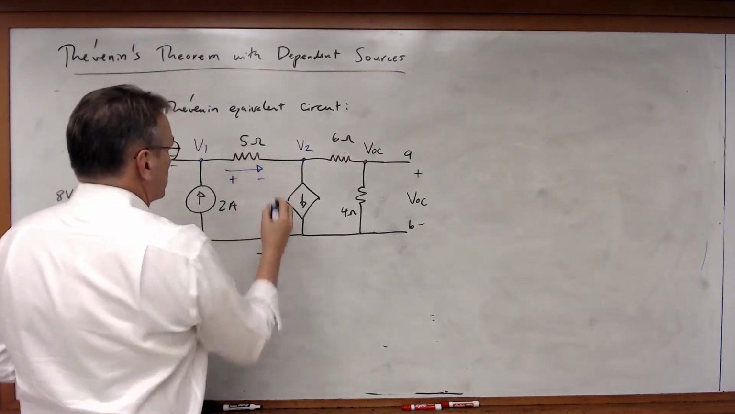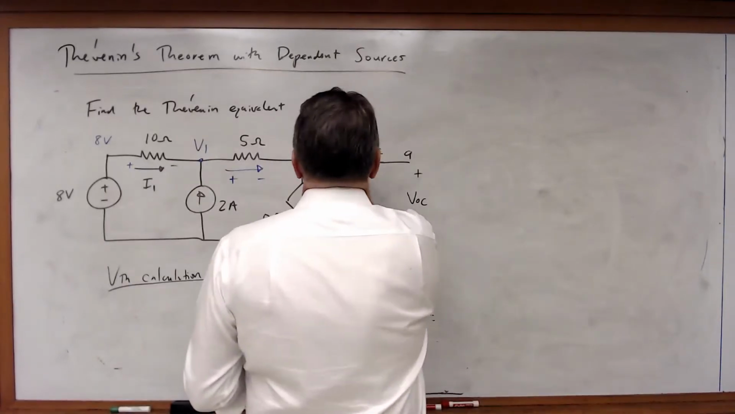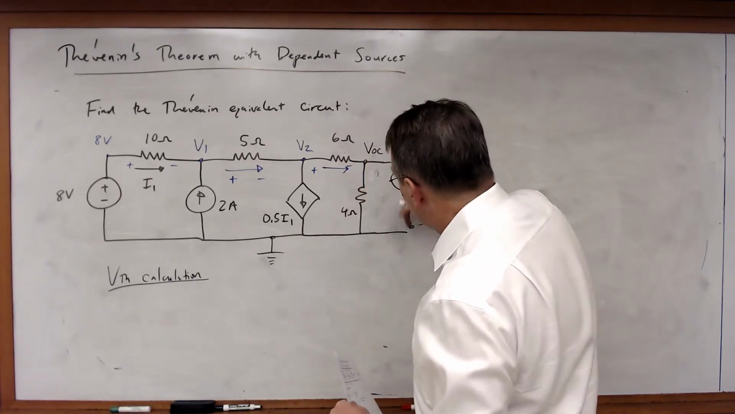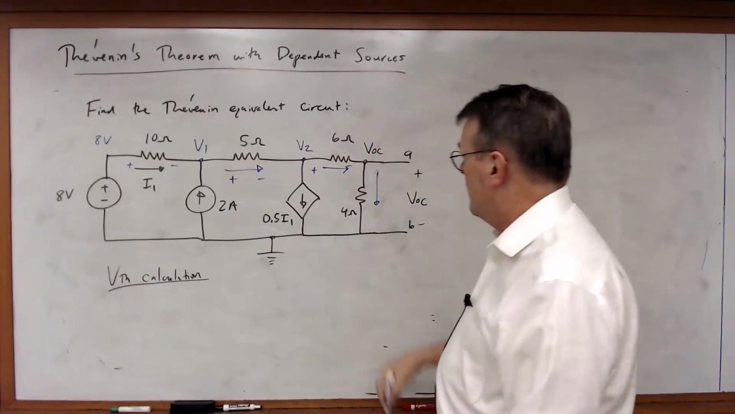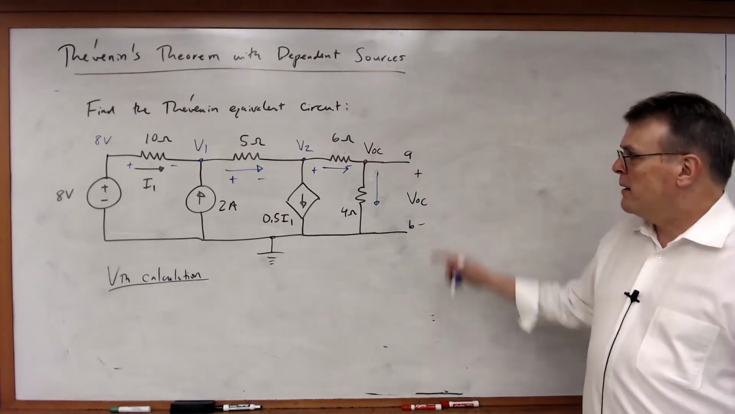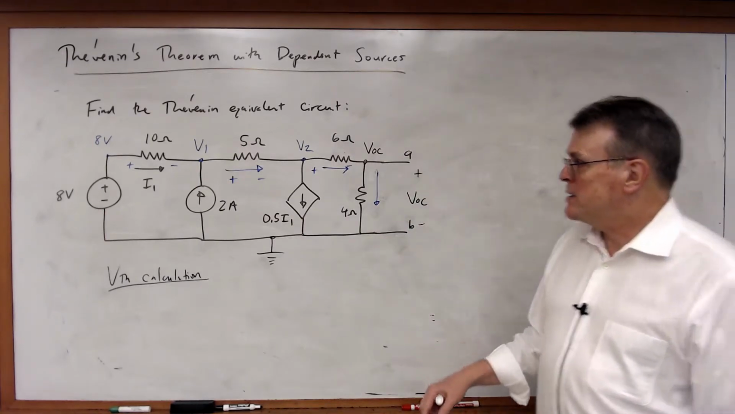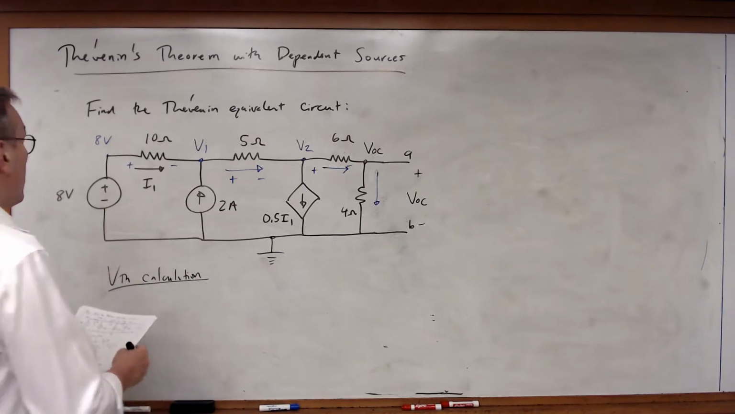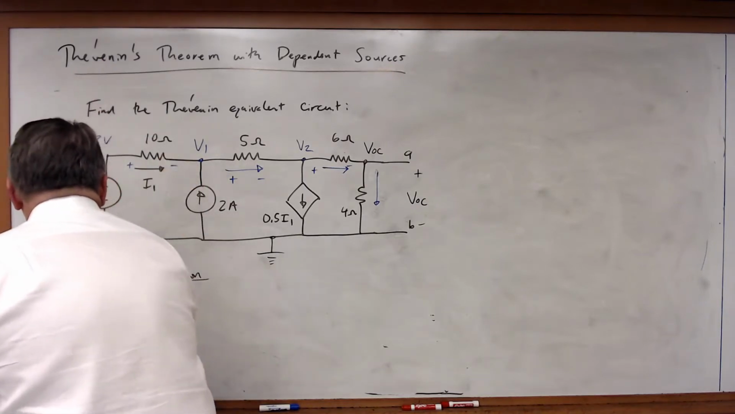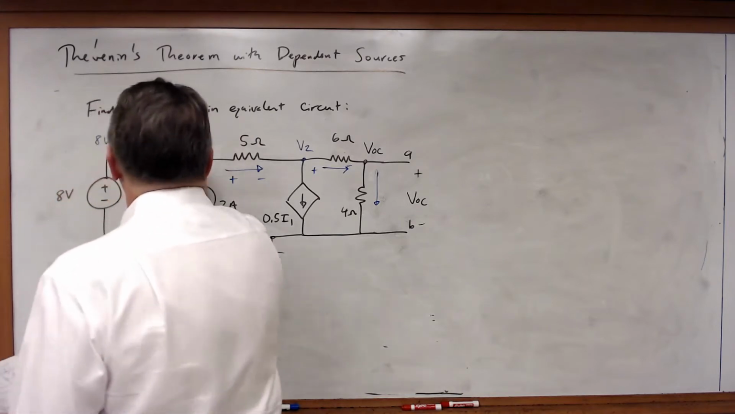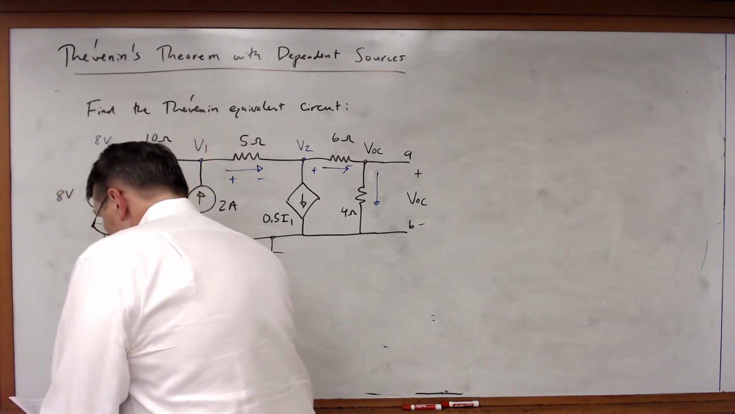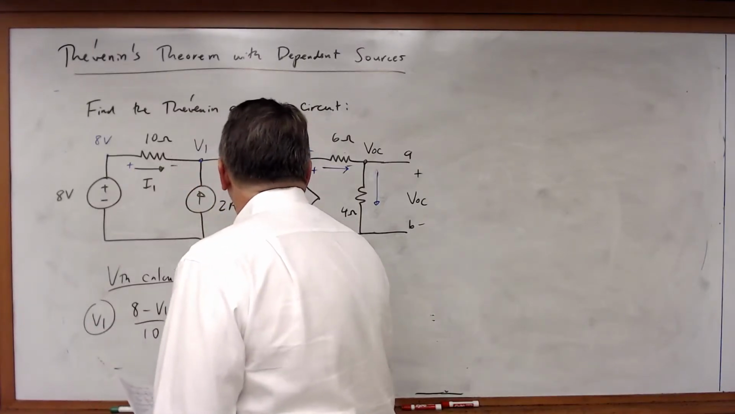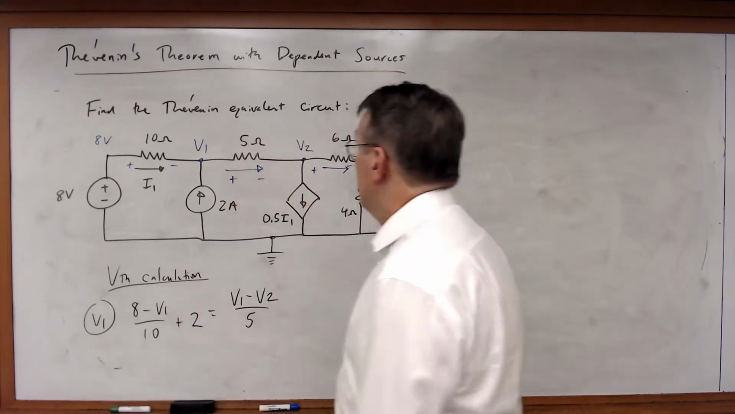I'll choose a current this direction through this resistor, this direction through this resistor, and once again, since I'm already defining VOC across this resistor here, I'm just going to pick that current. There's no point in fighting it. I'll go with the polarity that's already established. So in this case, I go through and write my KCL equations. So for my V1, I've got (8 minus V1) over 10 plus 2 going in must be equal to (V1 minus V2) over 5.